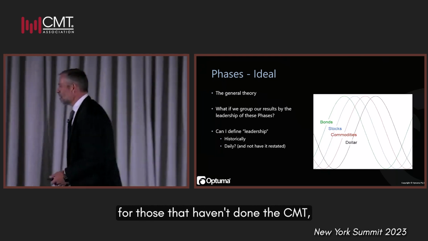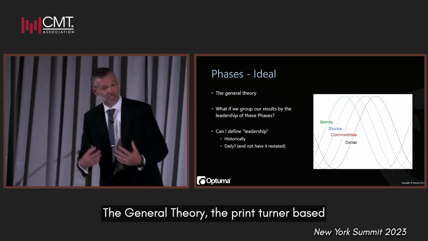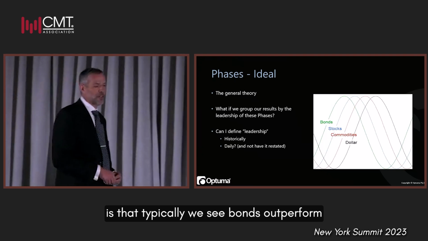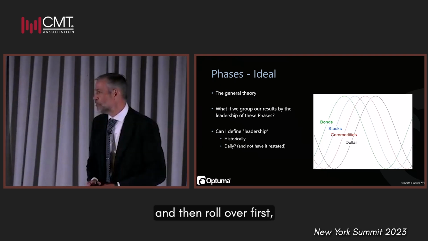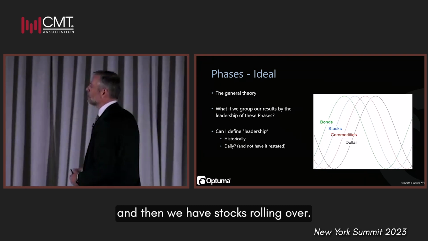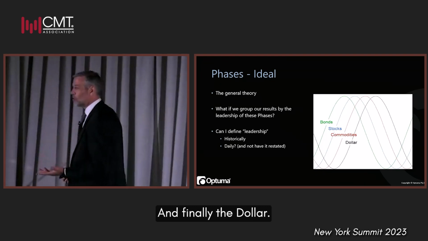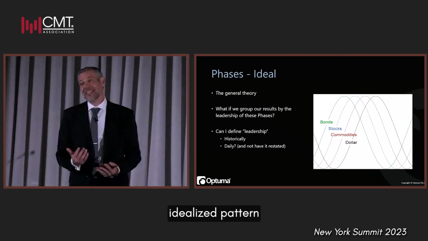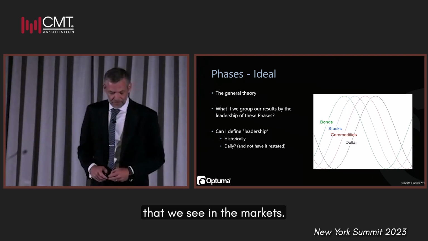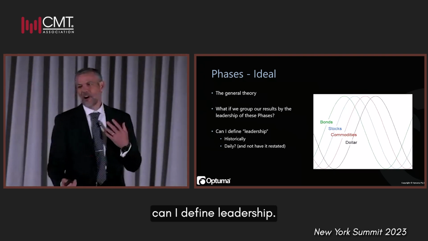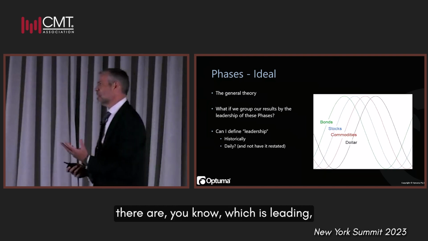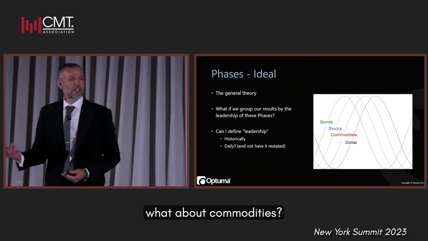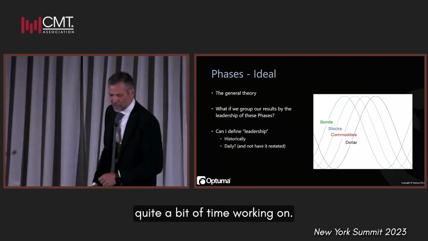But anyway, just to recap, for those that haven't done the CMT, the general theory, the Pring-Turner based theory here, is that typically we see bonds outperform and then roll over first. And then we have stocks rolling over, then we have commodities rolling over, and finally the dollar. And this is a generalized, idealized pattern that we see in the markets. So what I wanted to know was, can I define leadership? Can I say which is leading? Are equities leading? Are bonds leading? What about commodities? And so that's what we spent quite a bit of time working on.